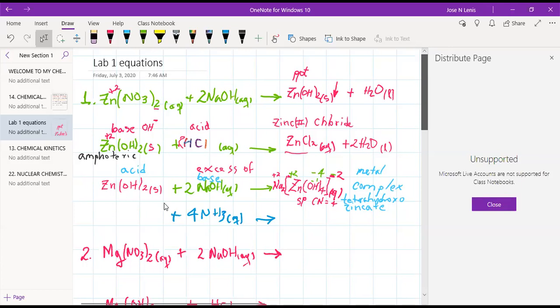All right, the next reaction is with the same insoluble hydroxide against ammonia. What happened there? Ammonia is also a base. It's actually a weak base. You can write it here. Ammonia is a weak base, as opposed to sodium hydroxide, which is a strong base.